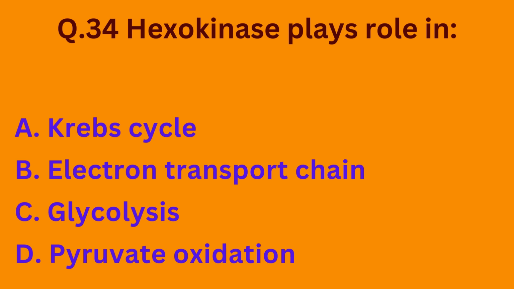Question number 34 is, hexokinase plays role in option A Krebs cycle, option B electron transport chain, option C glycolysis, option D pyruvate oxidation. So hexokinase plays role in glycolysis. So the correct option is option C.